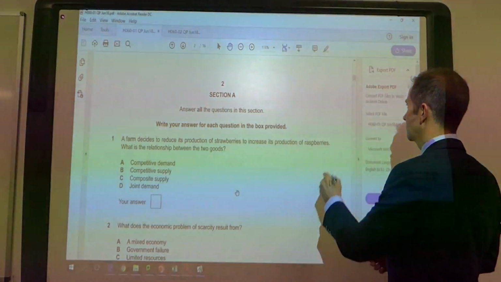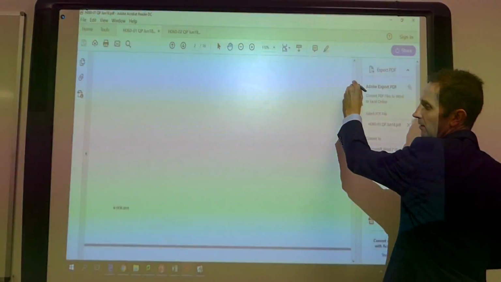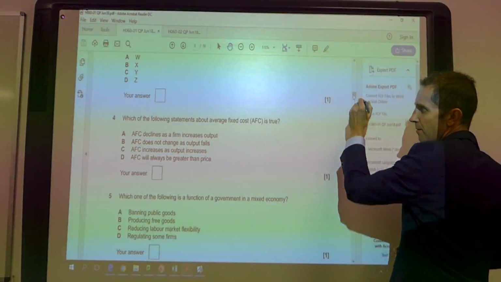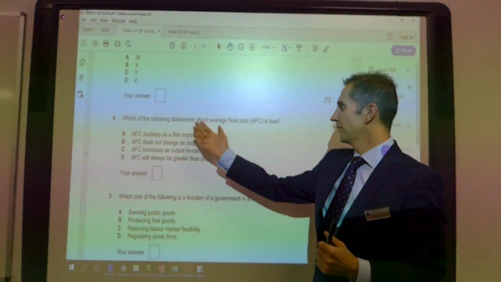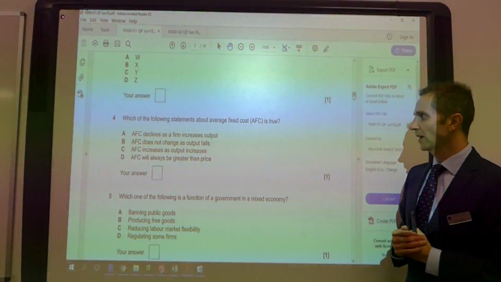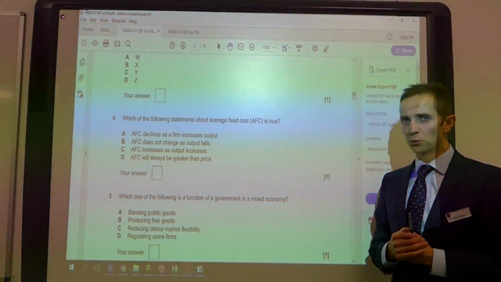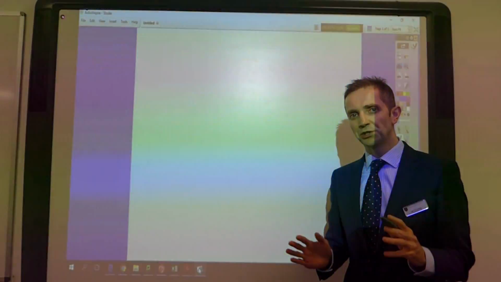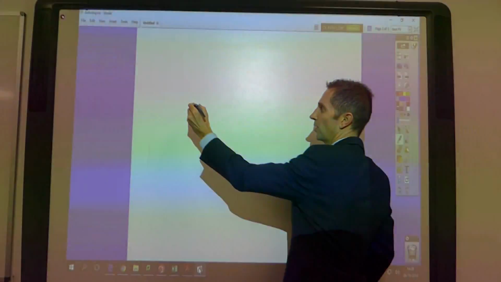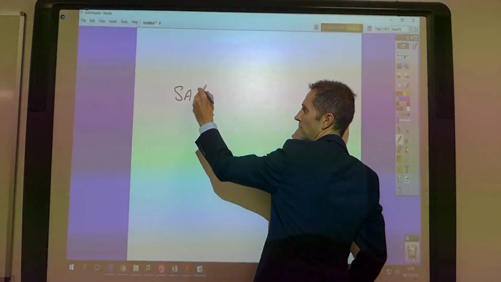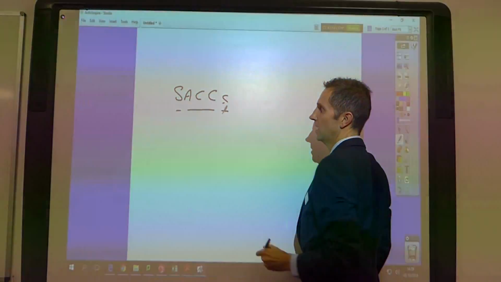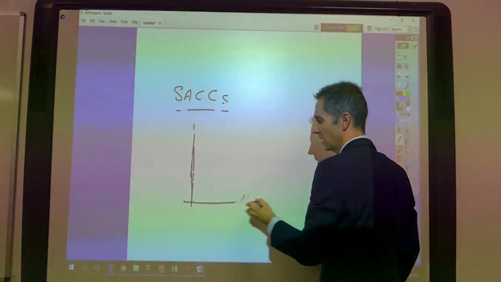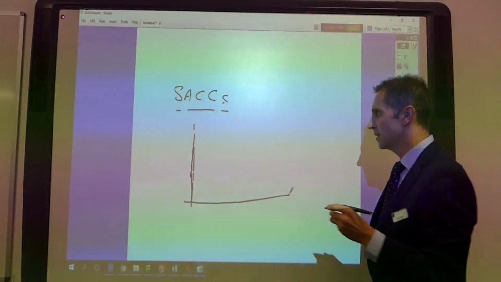Next question is question 4. Let us scroll down to question 4. Right, okay, I remember. Which of the following statements about average fixed costs is true? Well, immediately I see that, I'm thinking of my short-run average cost curve diagram. Short-run average cost curves. And I'm sure you'll be familiar with this. If you're not, then you need to be getting familiar with it.